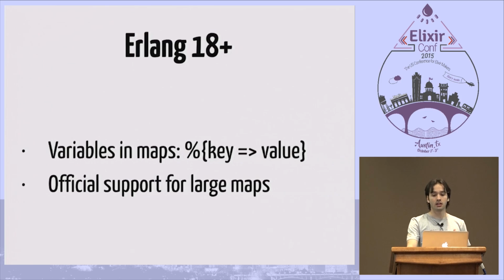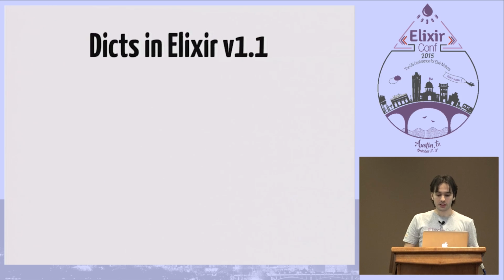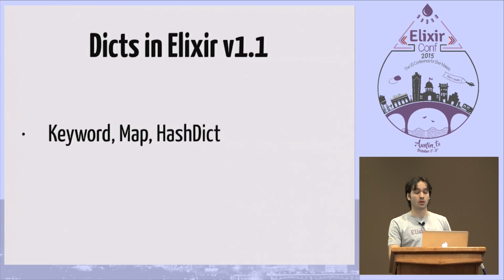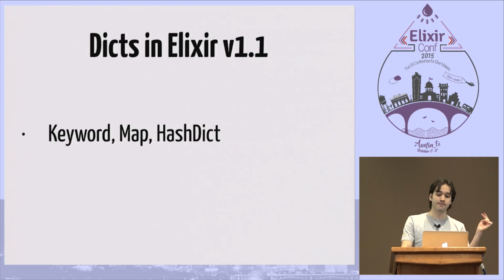Because we are in a little bit of a messy place right now, which is, the way dictionaries work in Elixir 1.1 is that we have three of them, right? We have keyword, we have map, and we have HashDict. And it's actually very confusing, okay, to know which one you need to use, especially if you are getting started. Right?